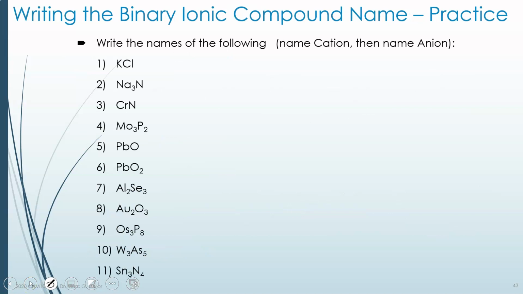You've got a number of problems where you're given a formula and you have to name them. Now I'm going to tell you, you always name the cation, then you name the anion. And in some cases, the cation needs a Roman numeral. So the first thing you should do is just name the first element's ion and name the second element's ion, and then worry about whether you need a Roman numeral or not. So right here, we know the K is potassium. And we know the Cl is chloride.